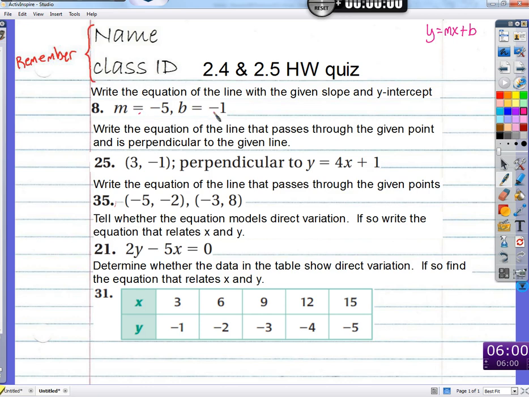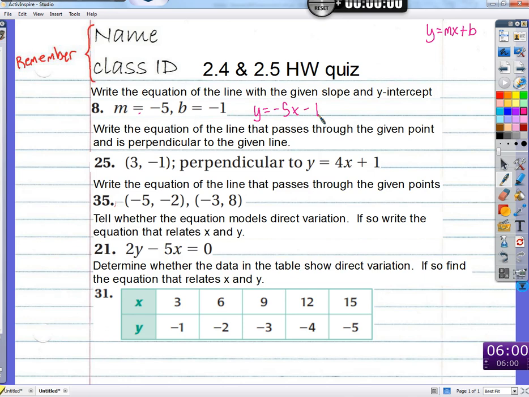On a scale of 1 to 5, how difficult is it to write the equation of this line given this information? Like a 1. Okay. Y equals m, which is negative 5, we see that, times x, plus b, which we know is negative 1, so it's done.